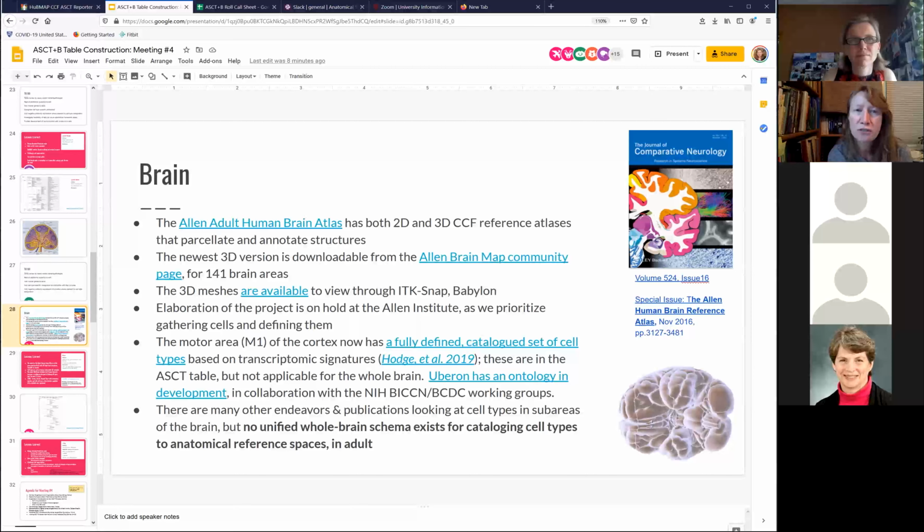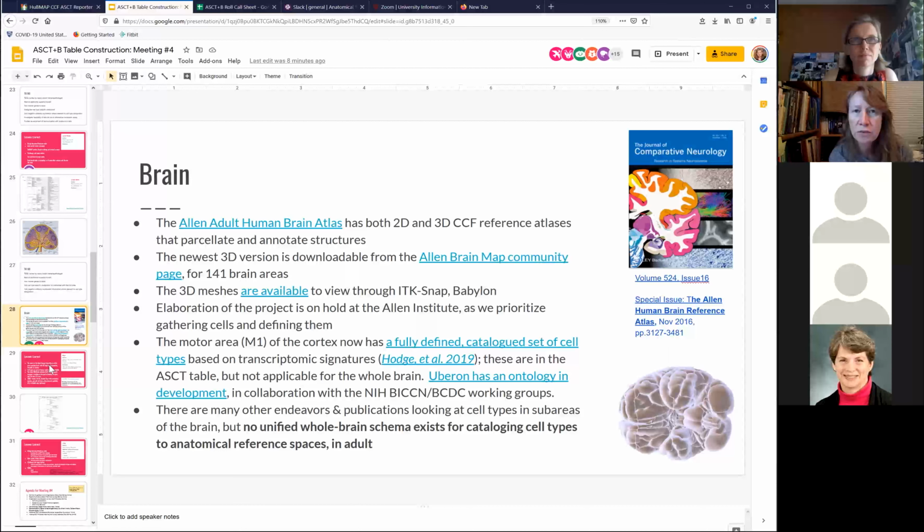The newest 3D version for the brain is available through the link shown there. There's 141 annotated structural brain areas that also have 3D meshes that are downloadable and can be viewable through different visualization platforms. Developing the anatomical reference is right now on hold at the Allen Institute for Brain Science. So this is basically a fairly static definition of these anatomical structures.